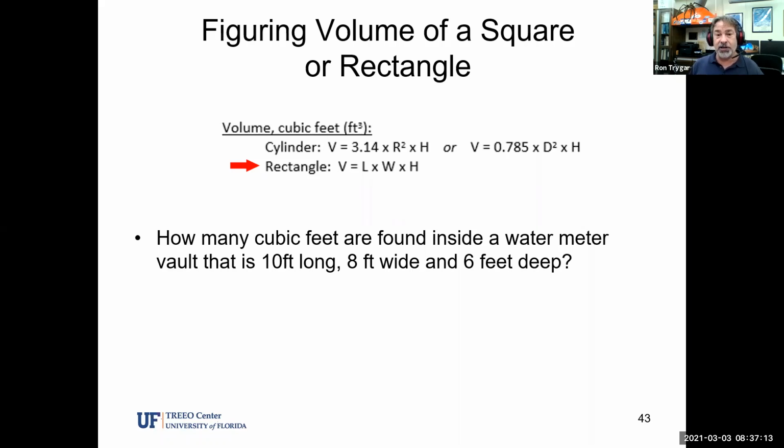So we have to make sure all our units are in the right order with each other. So they're equivalent with each other, feet and feet and feet, or inches, inches, inches, depending on what you're working with. Just make sure they're all the same. So here's a good example.